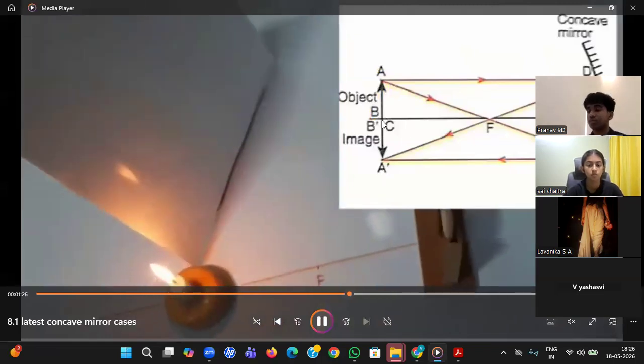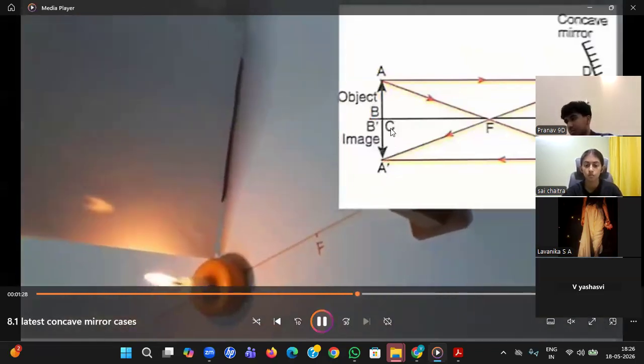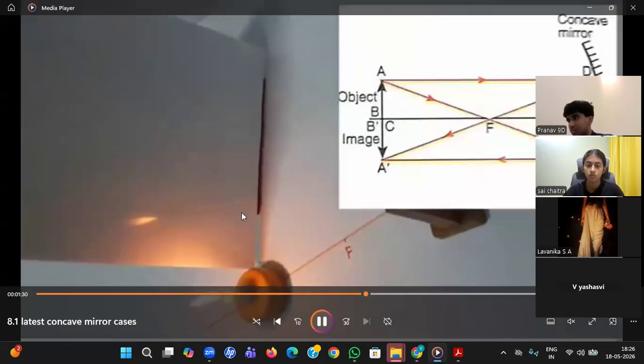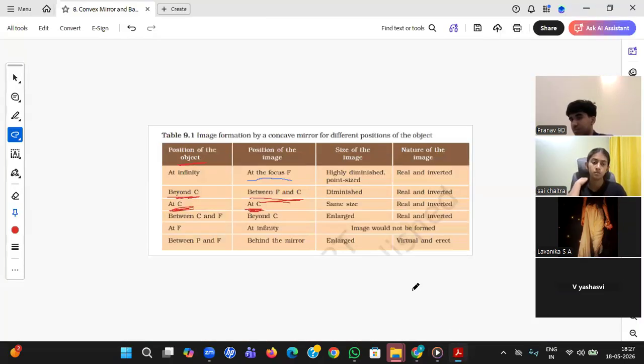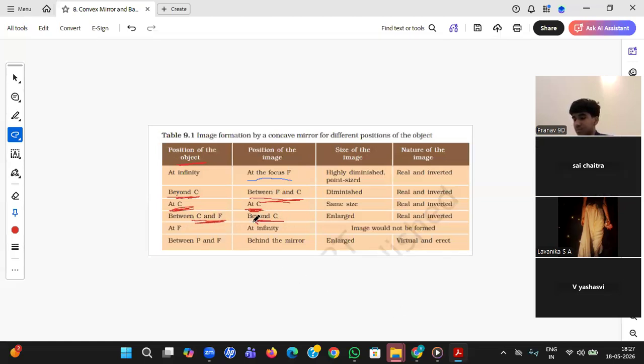You see, exactly the same size as the object. Exactly on the center of curvature only you can see it on the screen also. Object also at the center of curvature, screen also at the center of curvature. Case number four, where should I keep the object? Between C and F.